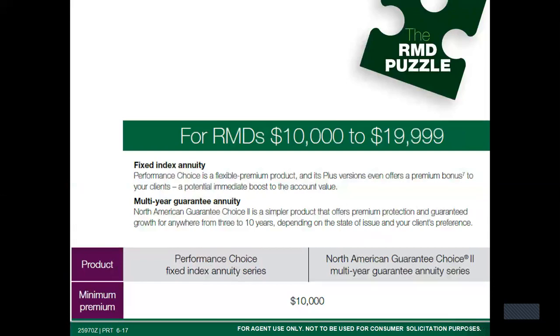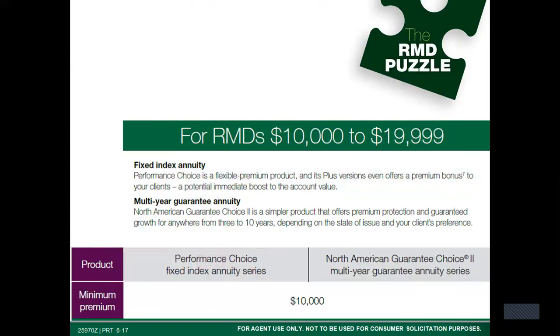First, let's talk about the fixed indexed annuity option. We've got our Performance Choice series. We even have a plus version of the product that offers a premium bonus to your clients, which is nice. So we have it showcased here that gives an immediate boost to the account value when you choose the plus version, which, by the way, we're going to go over the nuts and bolts of these here in a second, but I really want to talk about the positioning first.